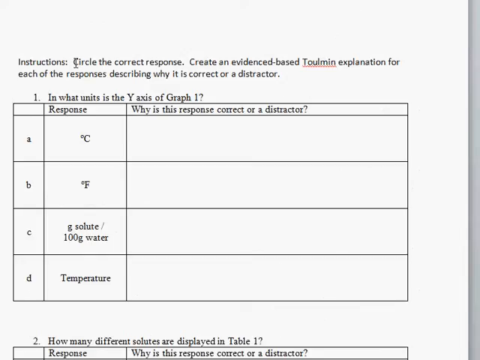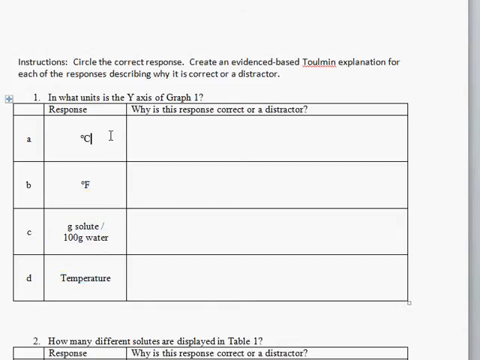Well, let me go back. Instructions. Circle the correct response. Create an evidence-based Toolman explanation for each of the responses describing why it is correct or distractor. So the purpose here is for each response to this question, we have to identify if it's a correct response or whether it's a distractor. And a distractor is a response that is purposefully put here to get you to think that it might be a correct response, but it actually is an incorrect response. So all of these are either correct or a distractor.